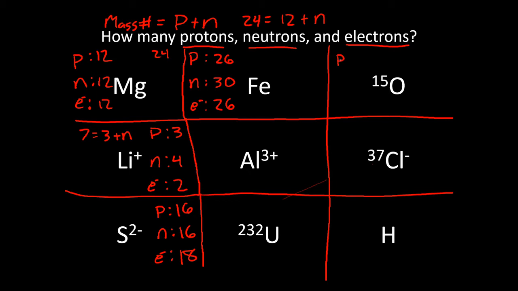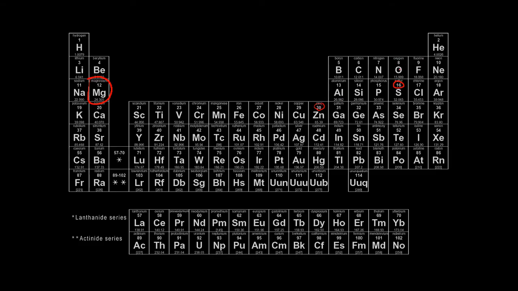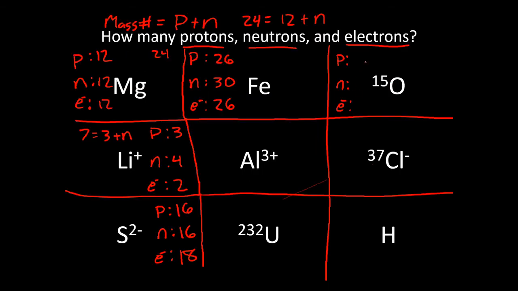Oxygen 15. Oxygen is element number 8 on the periodic table. It normally has a mass number of 16, but now we have 15 as our mass number, and so that means we must have 7 neutrons, because again it has to have 8 protons. That is the definition of oxygen, that it has 8 protons. So if it has 8 protons, it must have 7 neutrons. There's no charge given, so it must have the same number of electrons as protons.